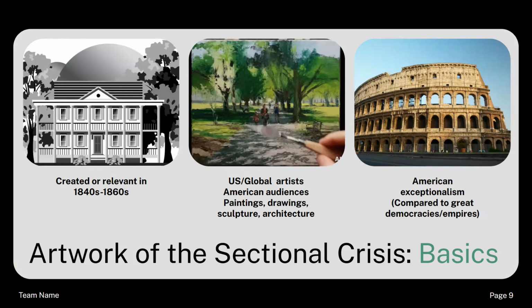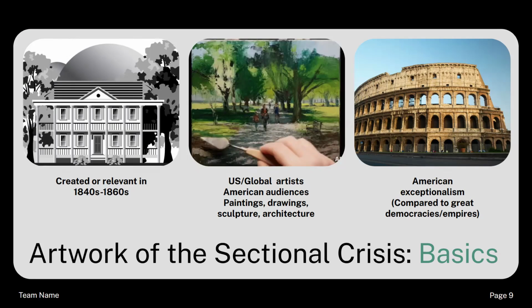So here's some basics. When I select pieces that represent artwork of the sectional crisis, here are some basics. One, they have to be created or relevant in the 1840s to 1860s. So that's crucial to me. It either has to be created during that period or increasingly relevant during that period. You might be surprised to know that I selected a few global artists as well as US artists. So you'll see a preponderance of American artists, but there are a couple of British people that I included as well. But primarily the people that are being called to consider this artwork, the audience per se, they're American.